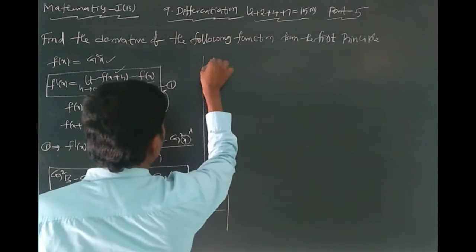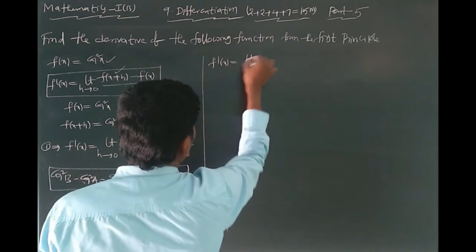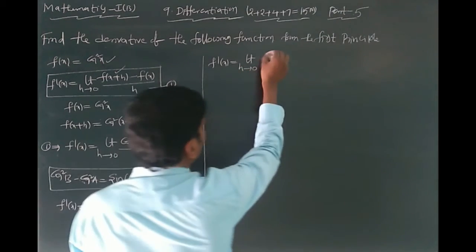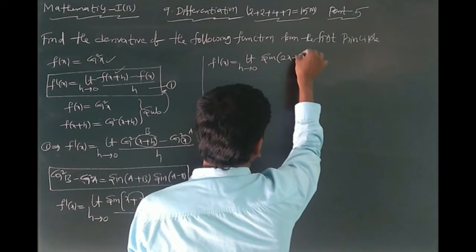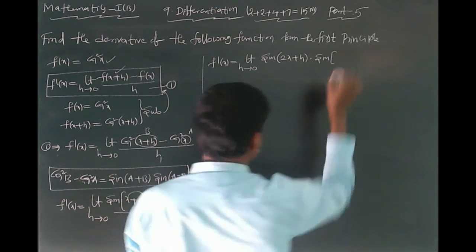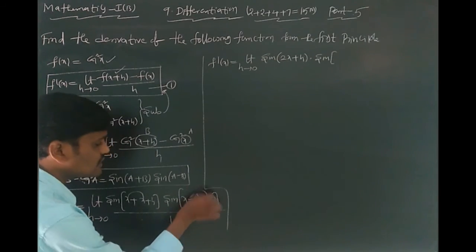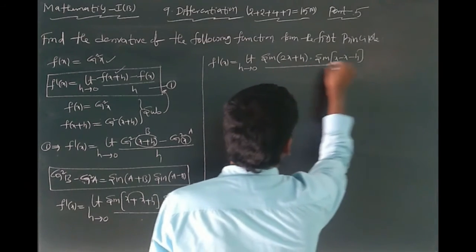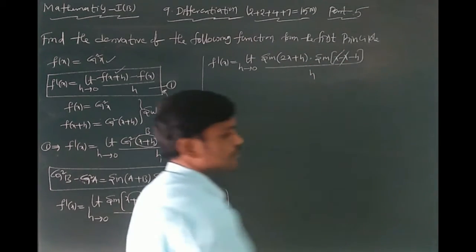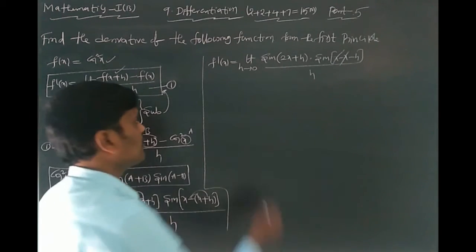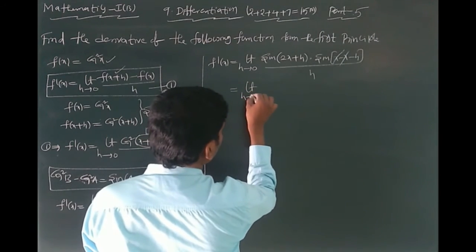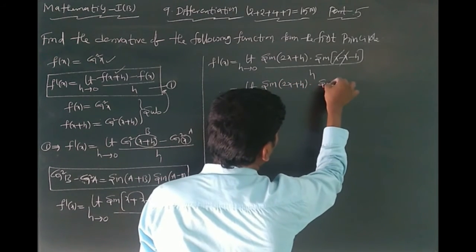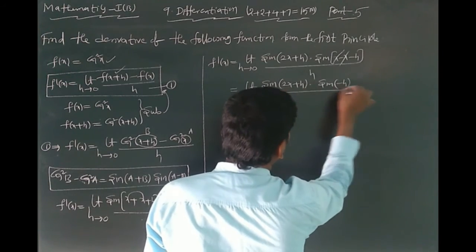You get what? f dash x is equal to limit h tends to 0, sin of x plus x plus h, how much? Sin of 2x plus h into sin of x minus x minus h, all by h. Here minus x plus x get cancelled. What remains? Limit h tends to 0, sin of 2x plus h into sin of minus h, all by h.